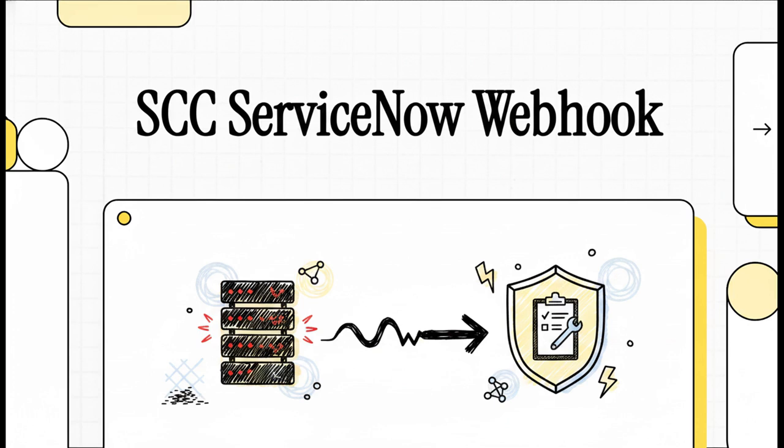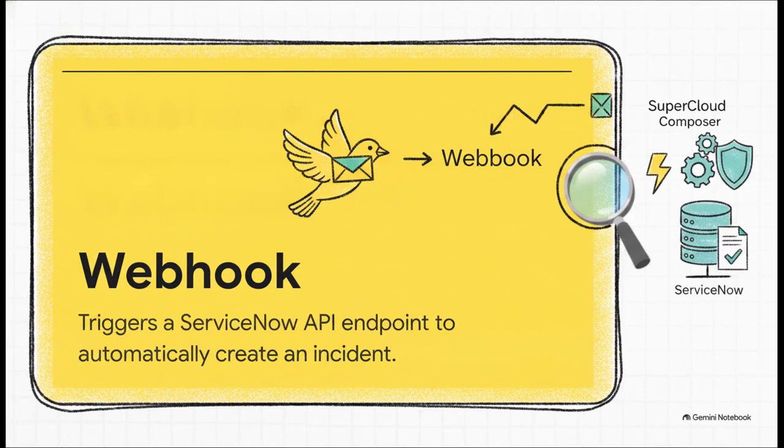Welcome to this explainer, where we're unpacking the integration guide for SuperCloud Composer, or SCC, and ServiceNow. We're going to show you how to automate server alerts directly into incidents using a simple webhook. Let's dive in. So before we jump into the UI, let's establish a quick technical baseline.